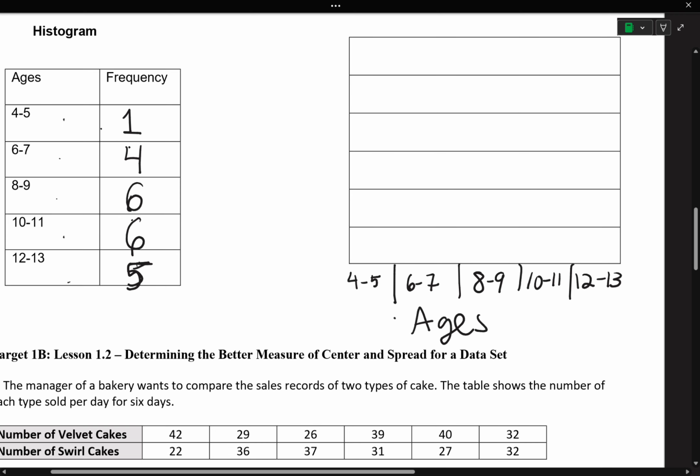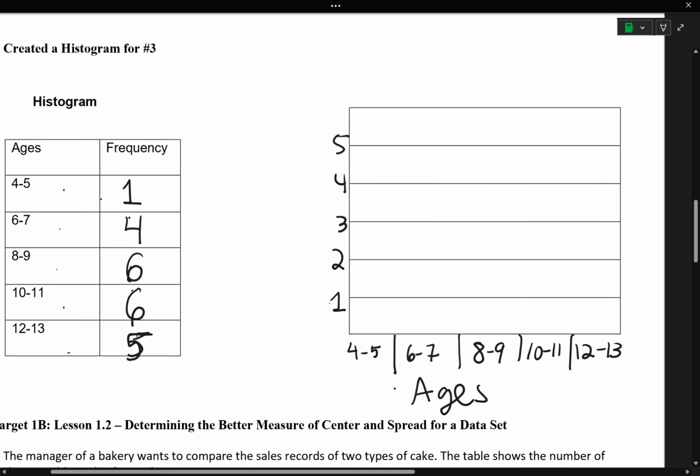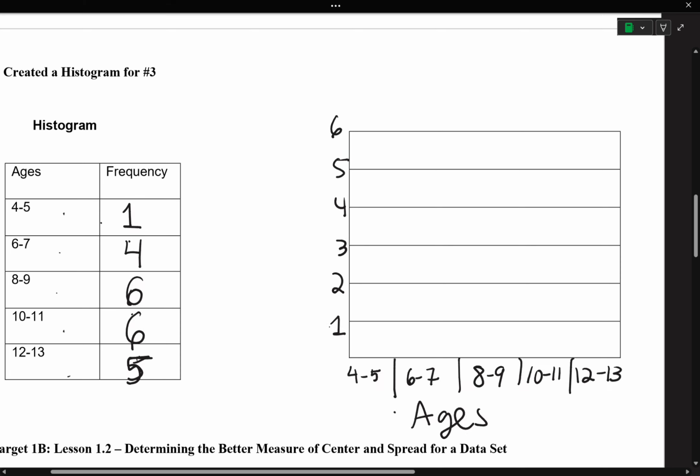On the y-axis, I'm going to have just numbers 1 through 6. And 6 is at the very top. And I'm going to label it as frequency. Okay, let's start with 4 to 5-year-olds. There was one 4 to 5-year-old, so I'm going to make a box.